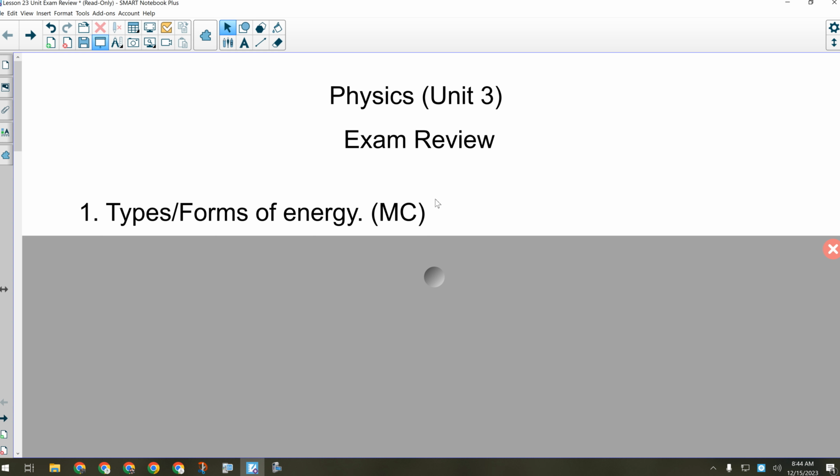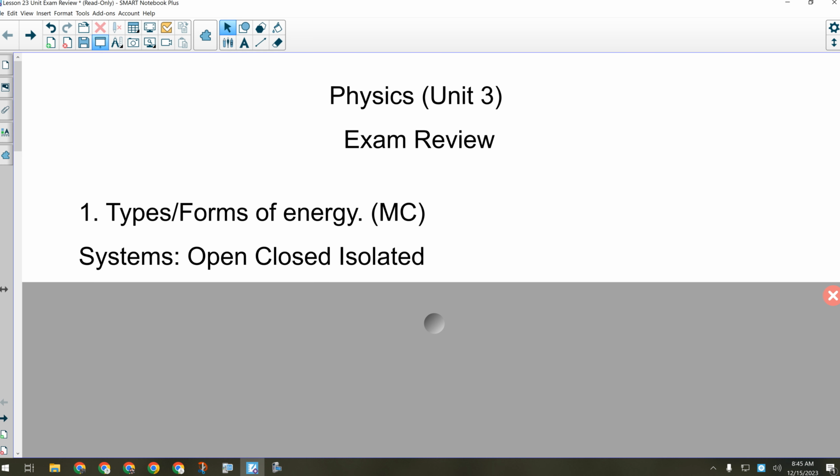That's one of those tricky questions that has a best answer, right? And multiple choice is always about picking the best answer. So know that one, just for multiple choice. Also know your systems: open, closed, and isolated. Easy multiple choice question there. An open system can exchange energy and matter. A closed system can exchange energy. Isolated, neither.